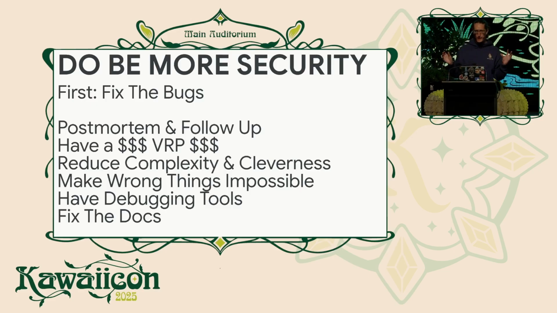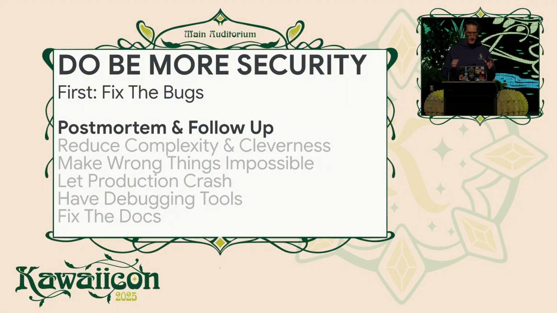Have a VRP. Treat the VRP researchers really well. Help them understand their bugs. And then pay them really good money when they come to you with really good bugs. Definitely do that. Reduce complexity and cleverness. I think the IPCZ code is complicated, but it has a level of complexity it needs to solve the problem it's solving. But some of the complexity, like the macro stuff, wasn't super necessary. Try to make wrong things impossible. If you crash the moment something weird is happening, a lot less weird stuff happens. Improve your debugging tools, fix the docs, complain at Microsoft, but never expect anything to happen.